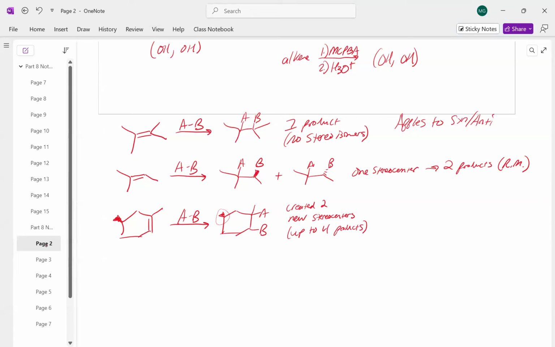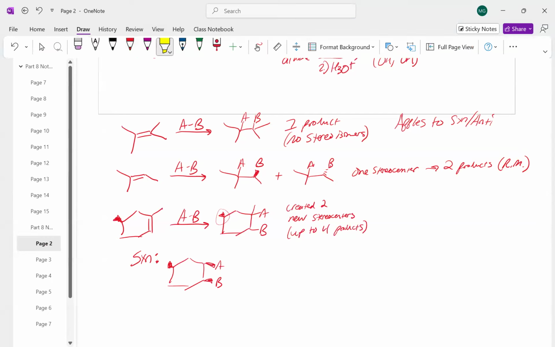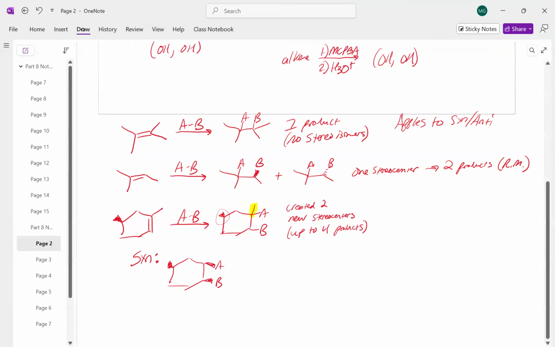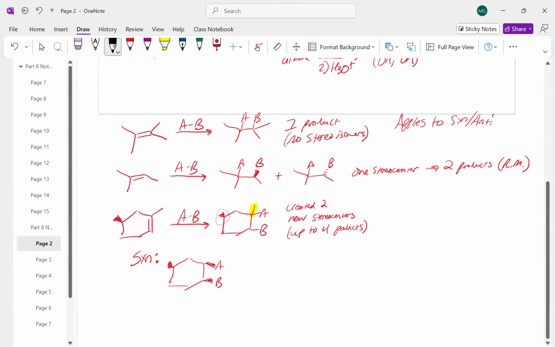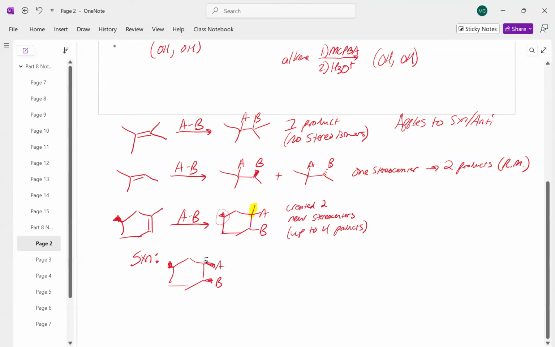So let's take a look at what this would be for the syn addition. What do the products look like for this? Well, I'm not going to mess with this chiral center. That does not change at all because the reaction didn't happen there. But that means both A and B are up. And this methyl group, I'm going to highlight it here. Because A is up, that methyl group got pushed down.